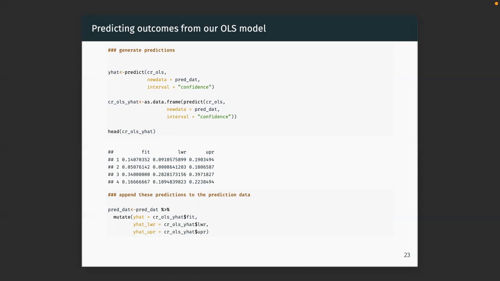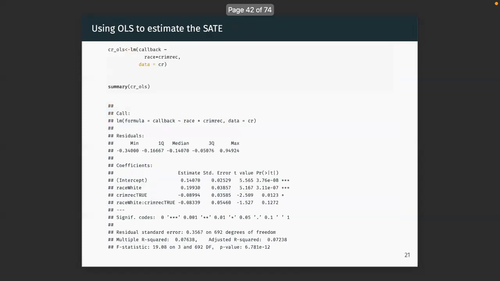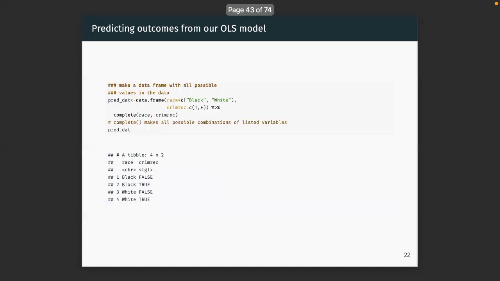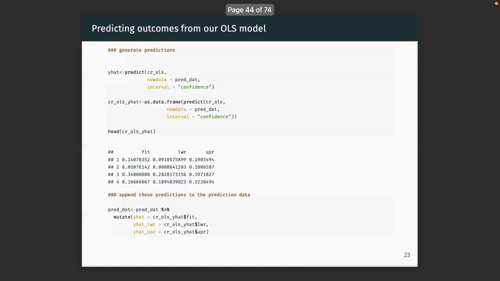So predict takes a couple arguments. It takes a model first. In this case, we called that CROLS, right? So we're going to give it CROLS as our model. We created our prediction data frame with all possible values of our data, right? This is our prediction data frame, preddat, 4 rows. And we're going to call that argument newdata. And we want to get a confidence interval from this.